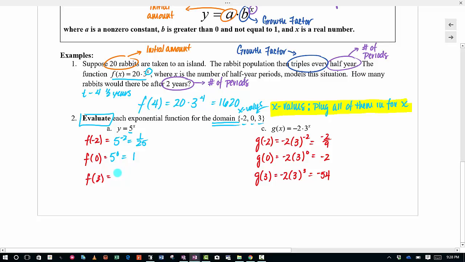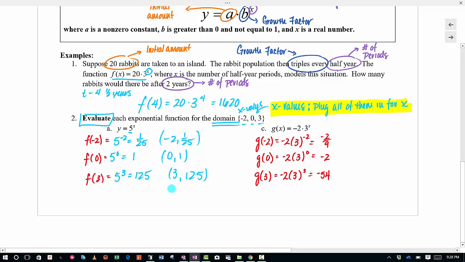And then the next one's going to be 5 cubed, which is going to be 5 times 5, which is 25, times 5, which is 125. So nice and easy, nothing too complicated there. Do we get a point? Sure, a point's -2, 1/25, right? Or 0, 1, or 3, 125. Those are all points. That's really what we found.